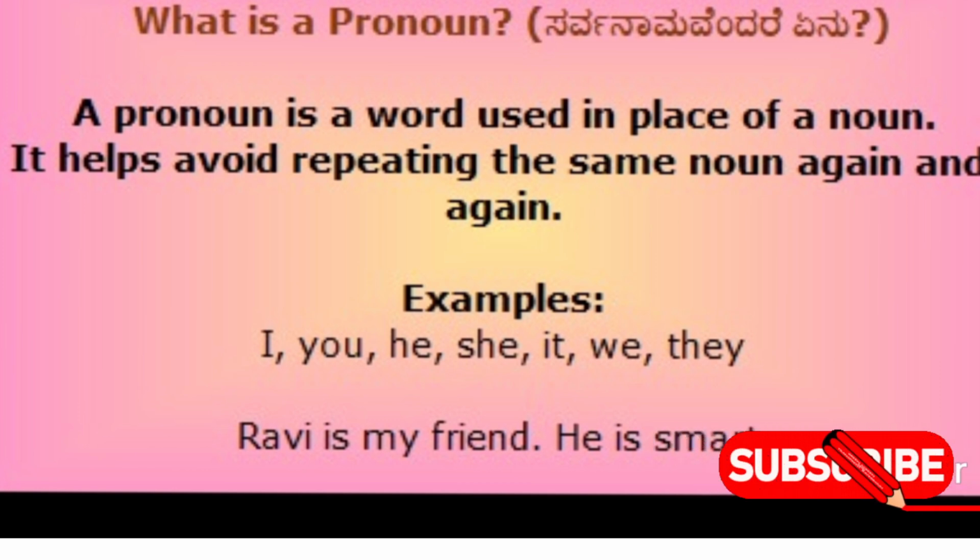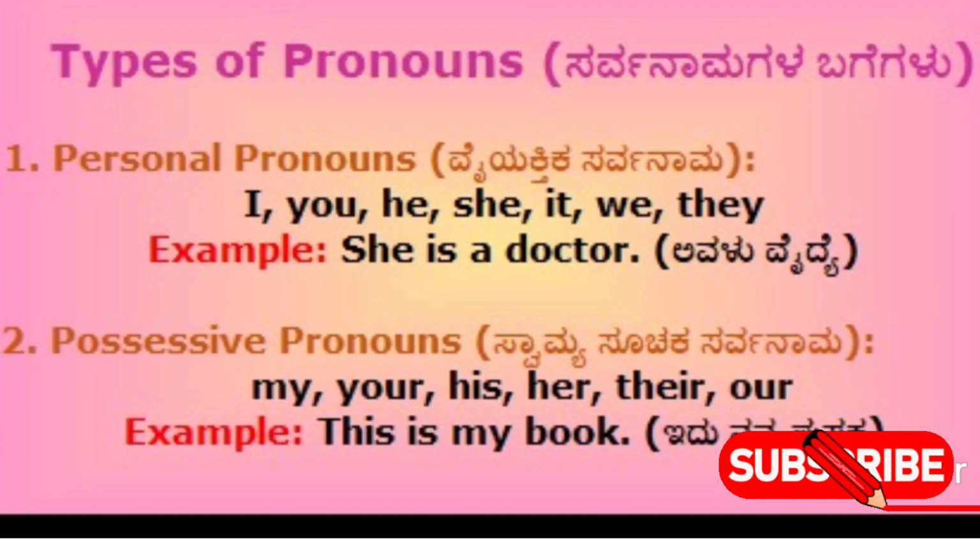A pronoun is a word used in place of a noun. It helps avoid repeating the same noun again and again. Examples. I, you, he, she, it, we, they. Ravi is my friend. He is smart. Types of pronouns. 1. Personal pronouns, I, you, he, she, it, we, they. Example, she is a doctor.